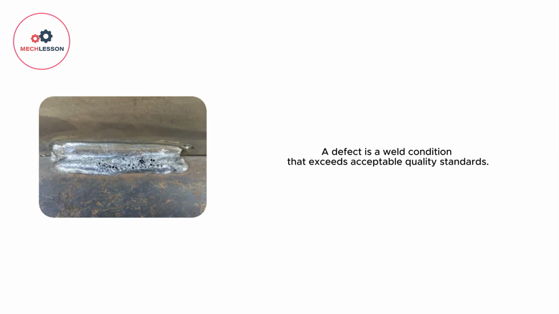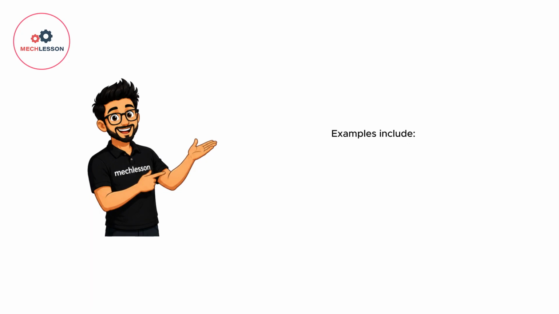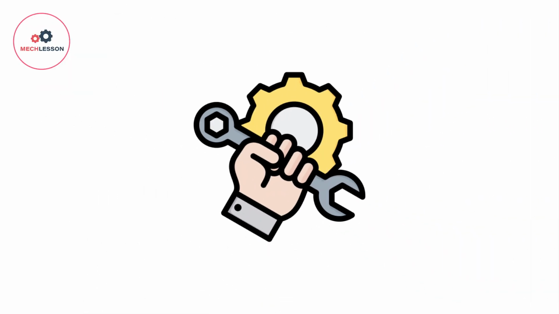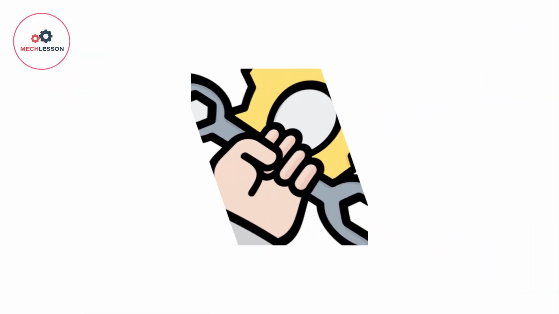21. Defect. A defect is a weld condition that exceeds acceptable quality standards. Examples include cracks, porosity, lack of fusion, and slag inclusions. Defects often require repair or rejection.